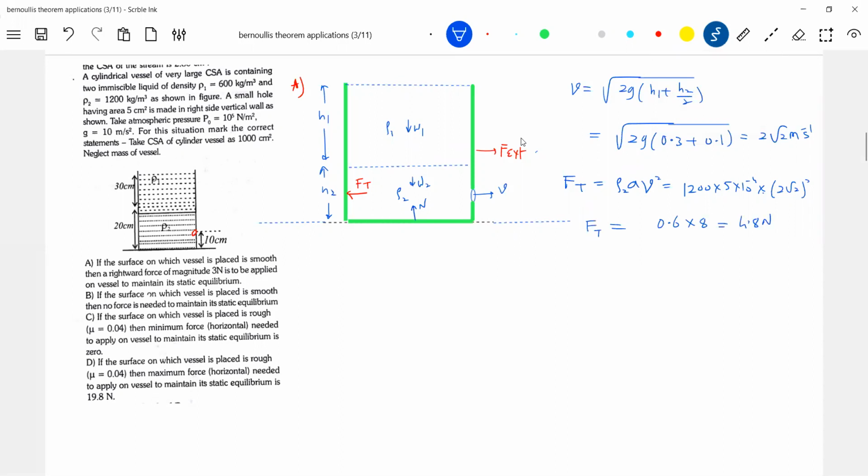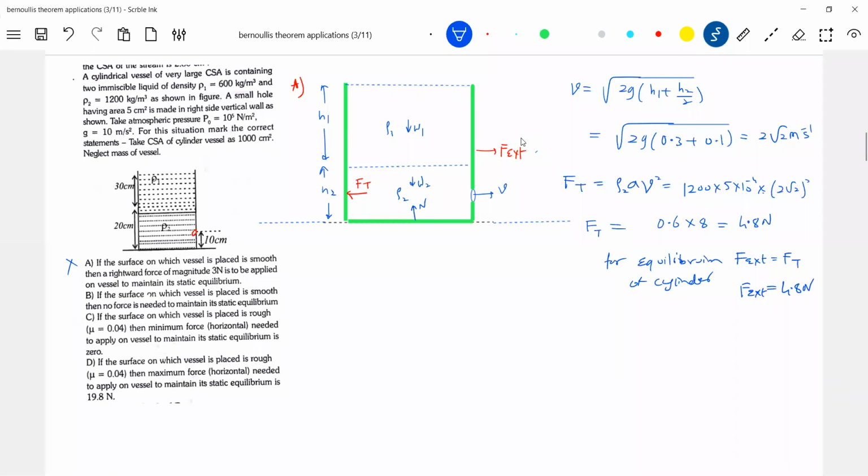There's a thrust force. Then how much of frictional force I should apply? 4.8 Newton is what I should apply. 3 Newton is what it is telling. So there's a wrong statement. For equilibrium of cylinder, F external should be equal to F thrust. So therefore, how much of force I should apply? 4.8 Newton.